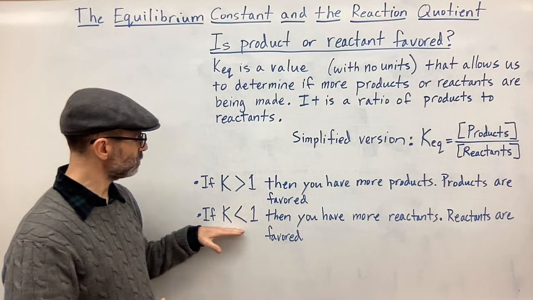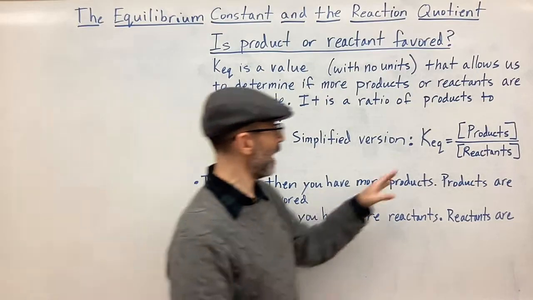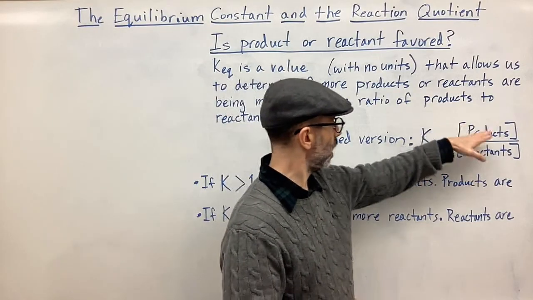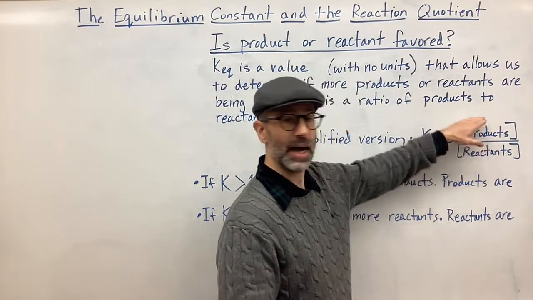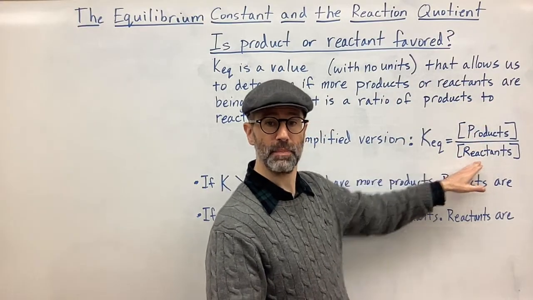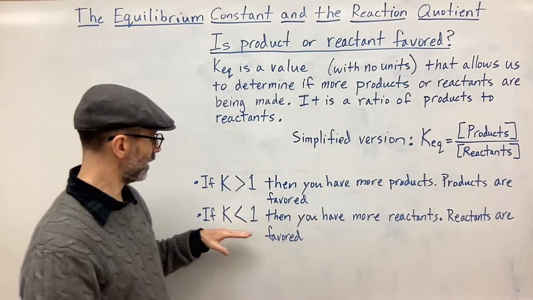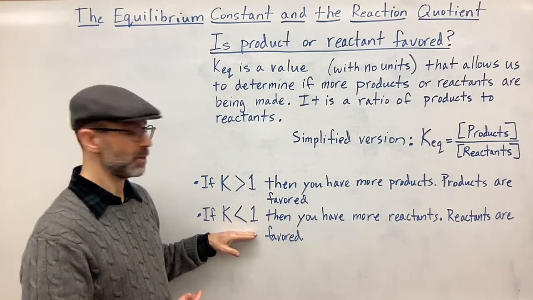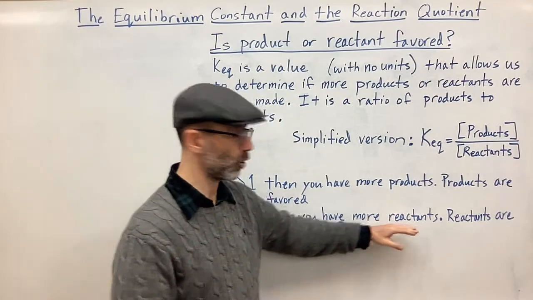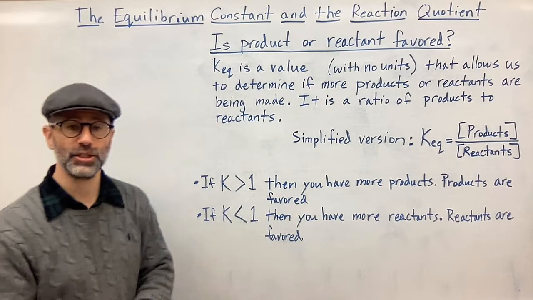If K is smaller or less than 1, right? If K is small or less than 1, that means that you have less products in the numerator and more reactants in the denominator, thus making the ratio small. So if you get a K that is less than 1, then you're going to have more reactants, and that means reactants are favored in the reaction.